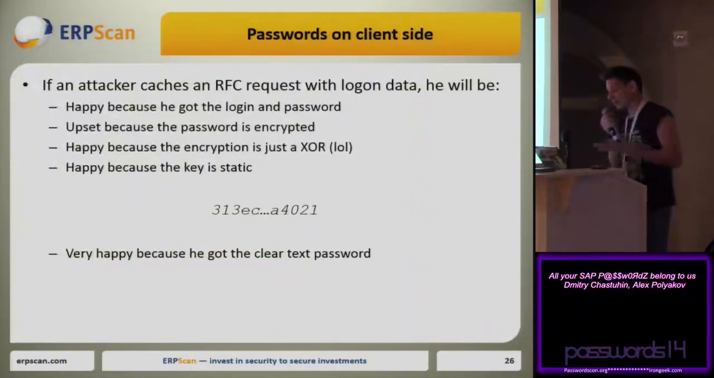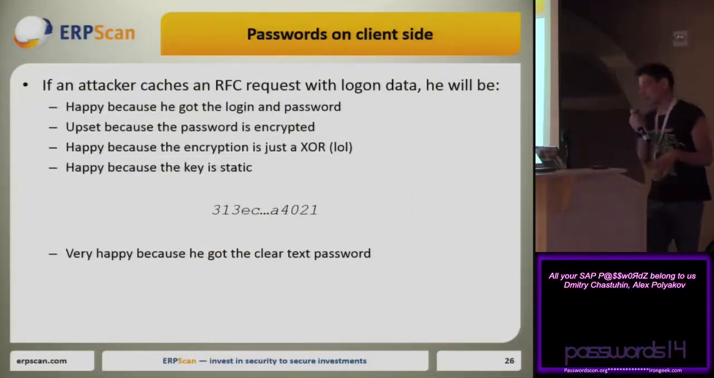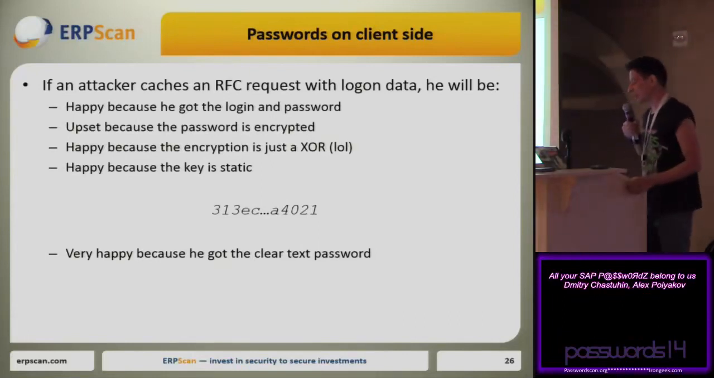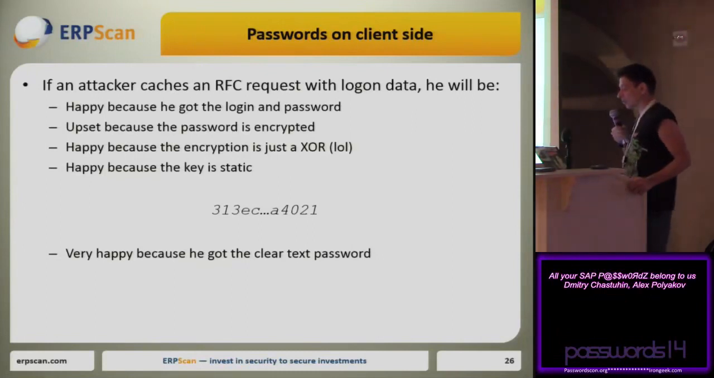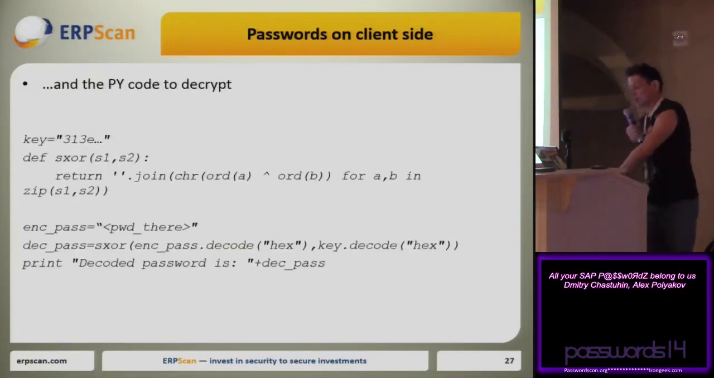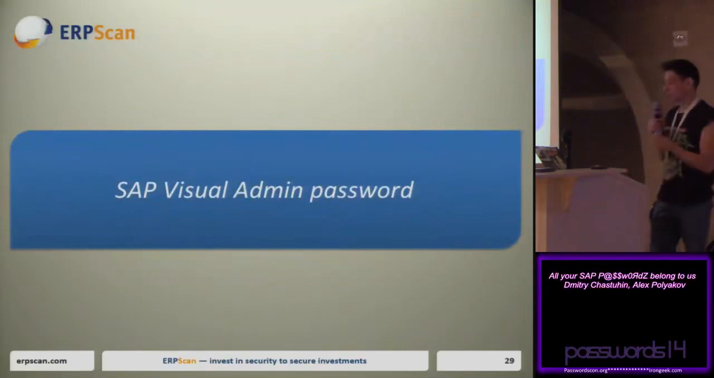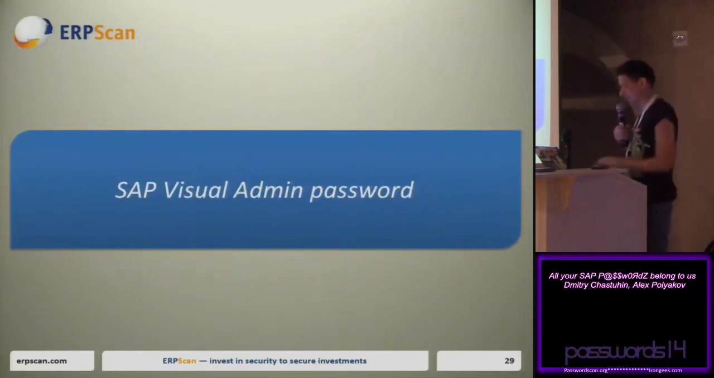And as I said, if an attacker intercepts an RFC request with login data, he will be happy because he got the login and password. But after that, he understands the password is not clear text because it is encrypted. After a few experiments, we found that again XOR is used for encryption, and again a static key. So if you intercept an RFC request with encrypted passwords, you can easily decrypt them. For a secure system, just use SNC.